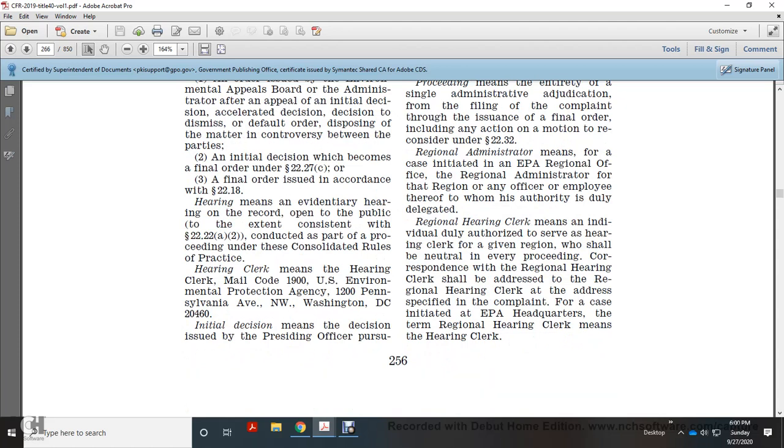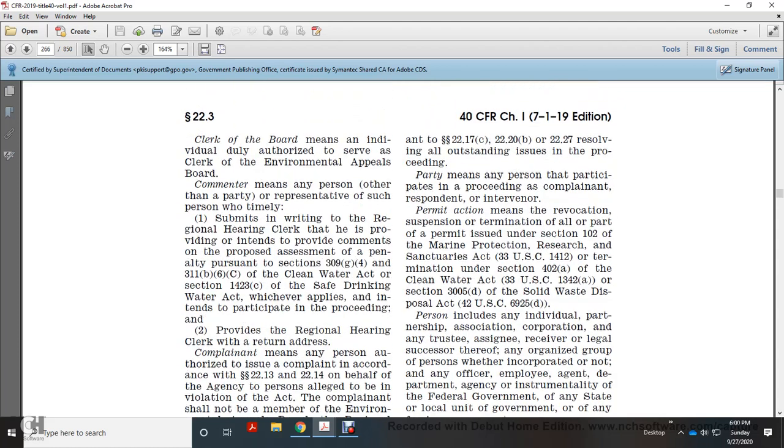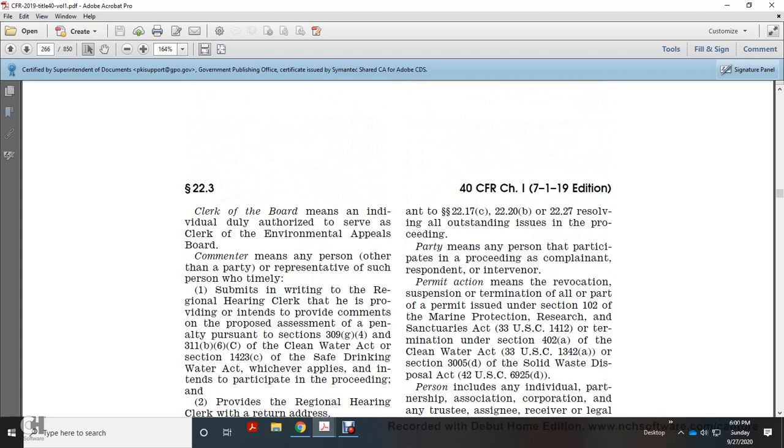Initial decision means the decision issued by the presiding officer pursuant to 22.17(c), 22.20(b), or 22.27, which resolves the outstanding issues in the proceeding. Party means any person participating in the proceeding, including the complainant, respondent, or intervener. Permit action means the revocation, suspension, or termination of all or part of a permit issued under Section 102 of the Marine Protection, Research, and Sanctuaries Act, the Clean Water Act, or Section 3005(d) of the Solid Waste Disposal Act.